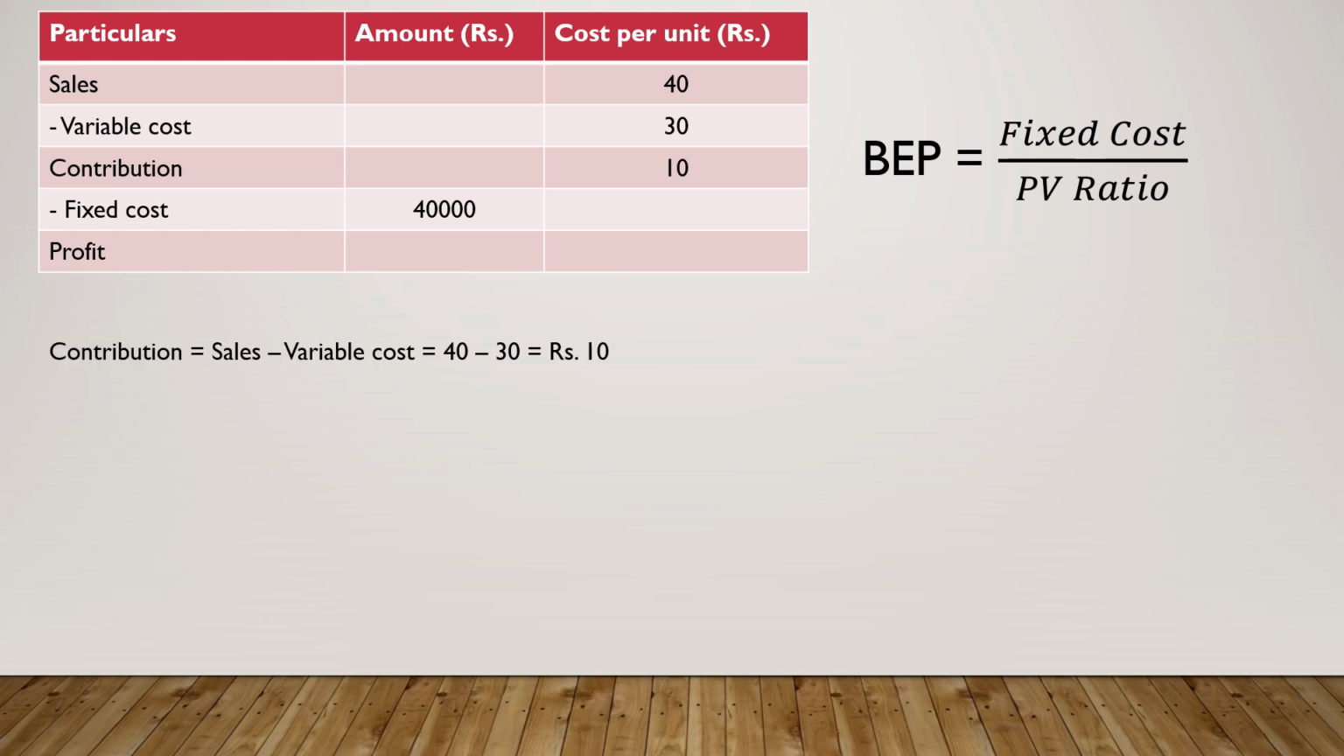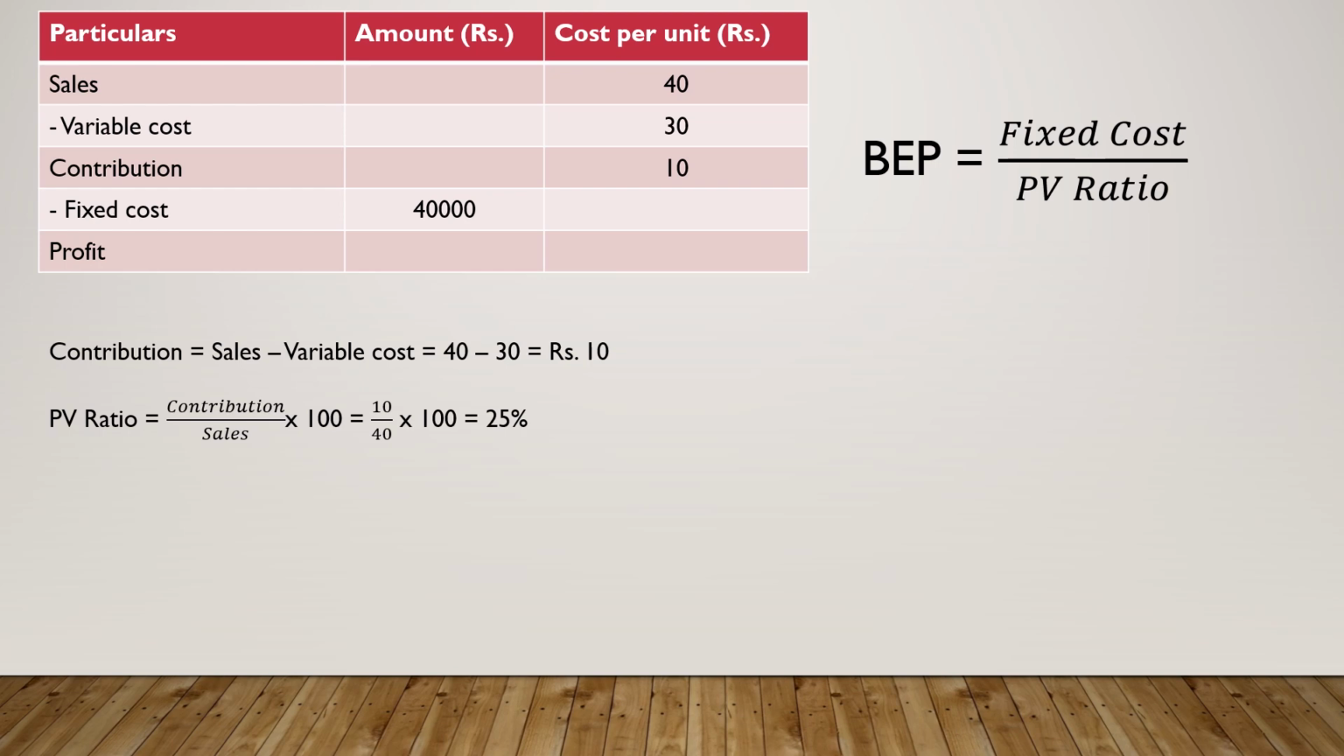So for PV ratio, we require contribution, and the contribution can be calculated as sales minus variable cost, which will be 40 minus 30, rupees 10 per unit is contribution per unit. Your PV ratio is contribution upon sales into 100. So now you got your contribution as 10, your sales is 40, into 100. So your percentage will be 25%.